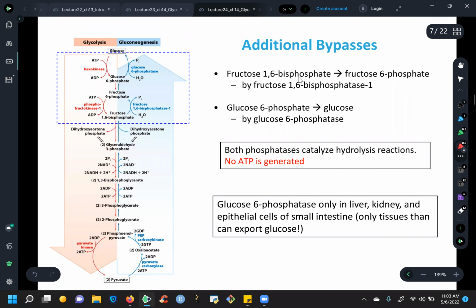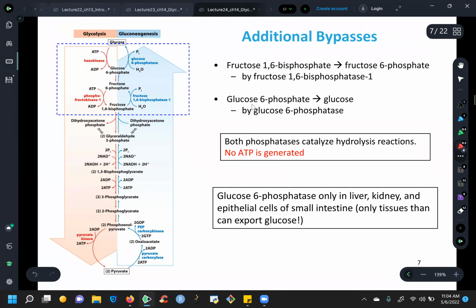So fructose 1,6-bisphosphate, fructose 6-phosphate. So down here, we have fructose 1,6-bisphosphate. This was a fructose molecule that had a phosphate at carbon number 1 and a phosphate at carbon number 6. And we need to move backwards to the fructose that had only the phosphate at carbon number 6, but not at carbon 1. So in order to do that, we have to use this enzyme, fructose 1,6-bisphosphatase 1. So it's removing the phosphate from carbon number 1. And then the other one is glucose 6-phosphate.